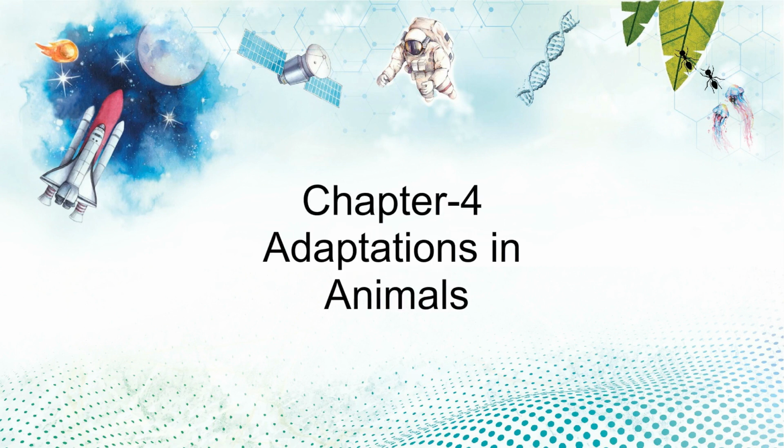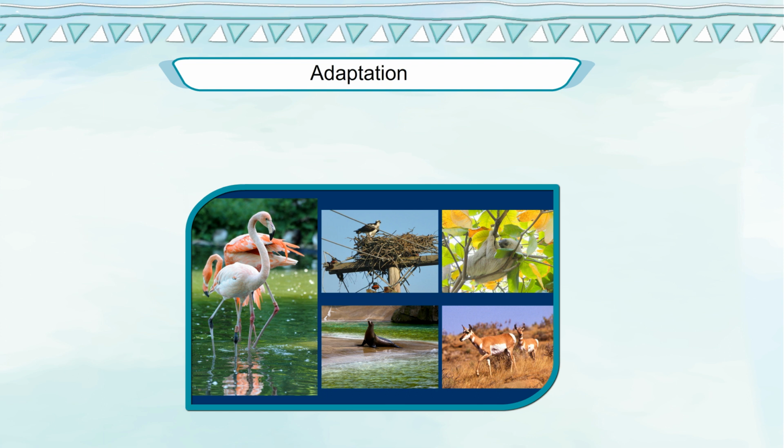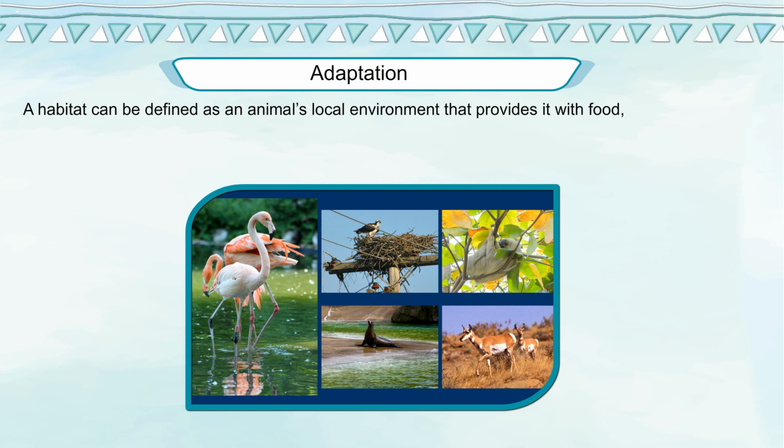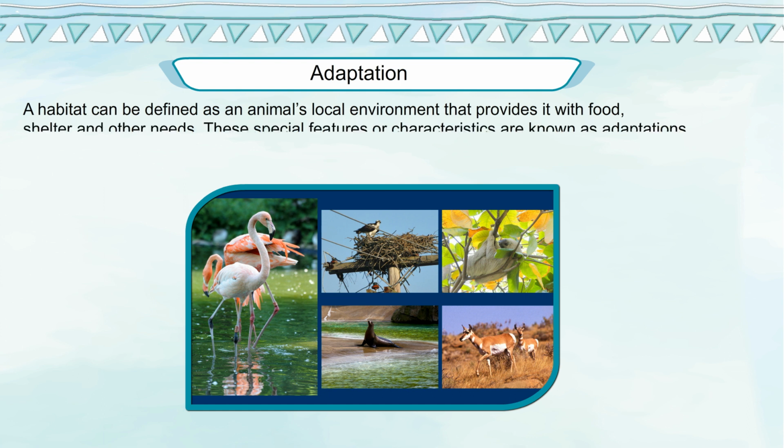Chapter 4. Adaptations in Animals. Adaptation. Every organism has certain features or characteristics that help it to live and grow in its habitat. A habitat can be defined as an animal's local environment that provides it with food, shelter, and other needs. These special features or characteristics are known as adaptations.